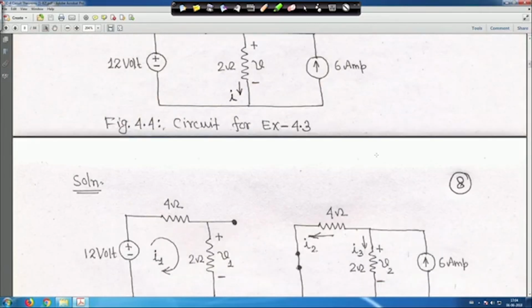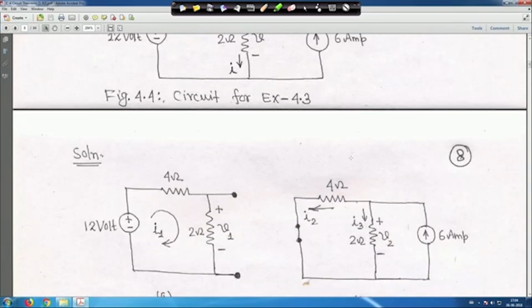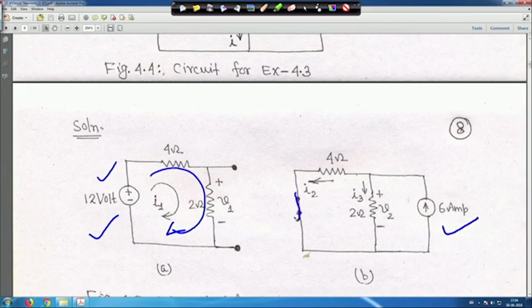When the current source is turned off, that is, the 6 ampere source is turned off, this is the circuit, and at that time the current flowing through this branch is I1, which we have taken. Then the current source is there and the 12 volt voltage source is short circuited, one at a time. If it is a current source, it has to be opened. If it is a voltage source, it has to be shorted, right. At that time the current in this branch is taken as I3.